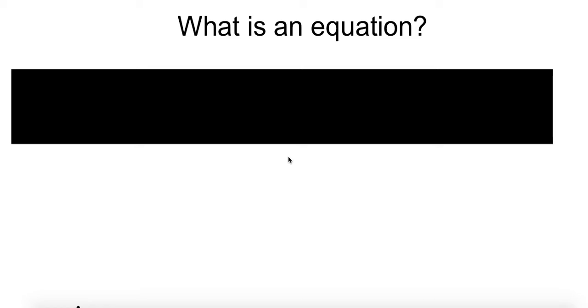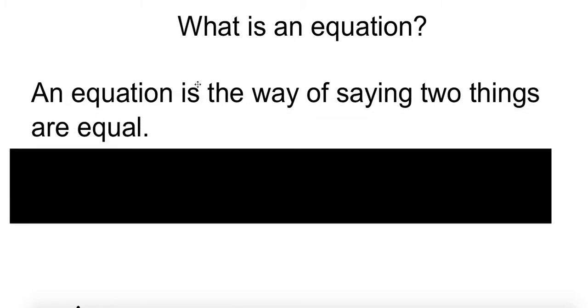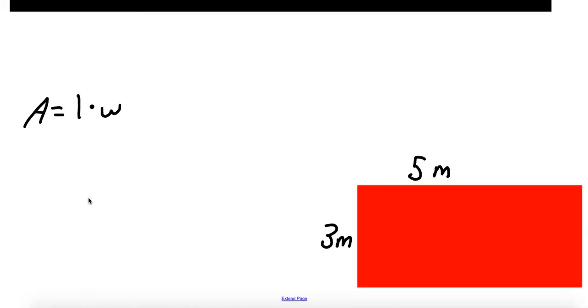In this video, we're going to be talking about what an equation is and how to use it to help us solve real-world problems. So the first thing you're going to want to know is the definition of an equation. And really, all an equation is, is a way of saying that two things are equal to one another. So below is an example that you're probably familiar with.